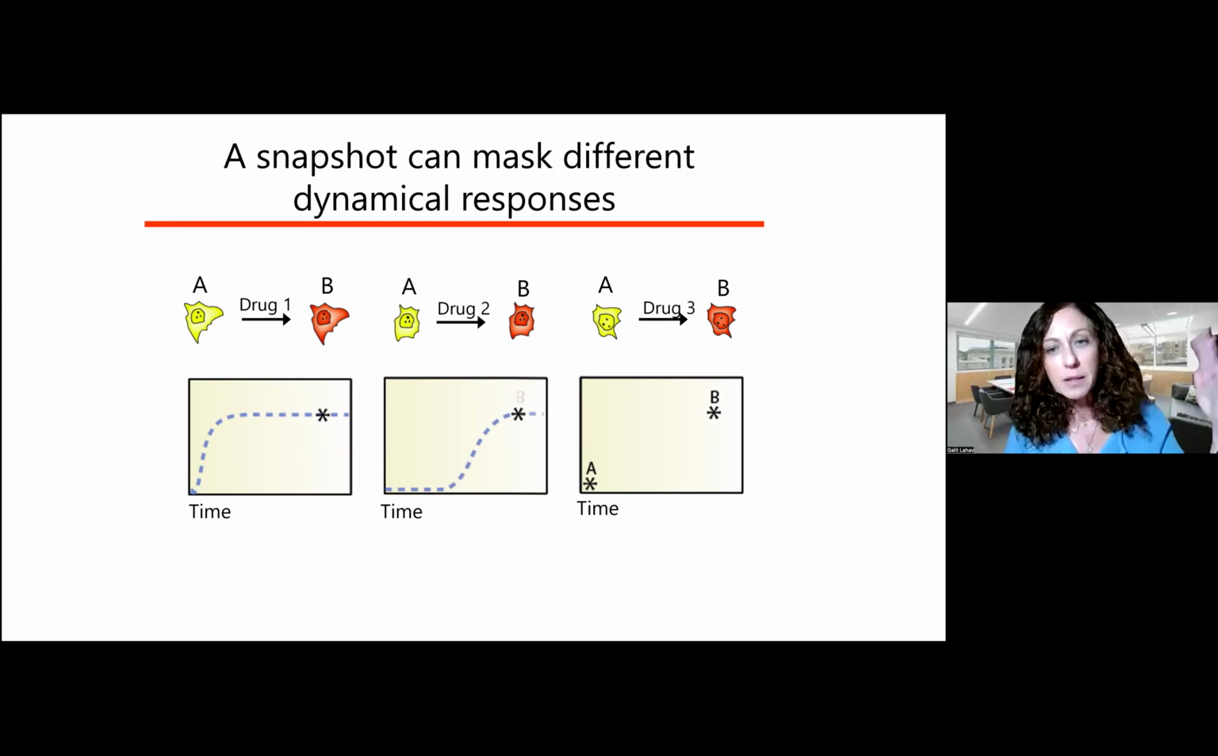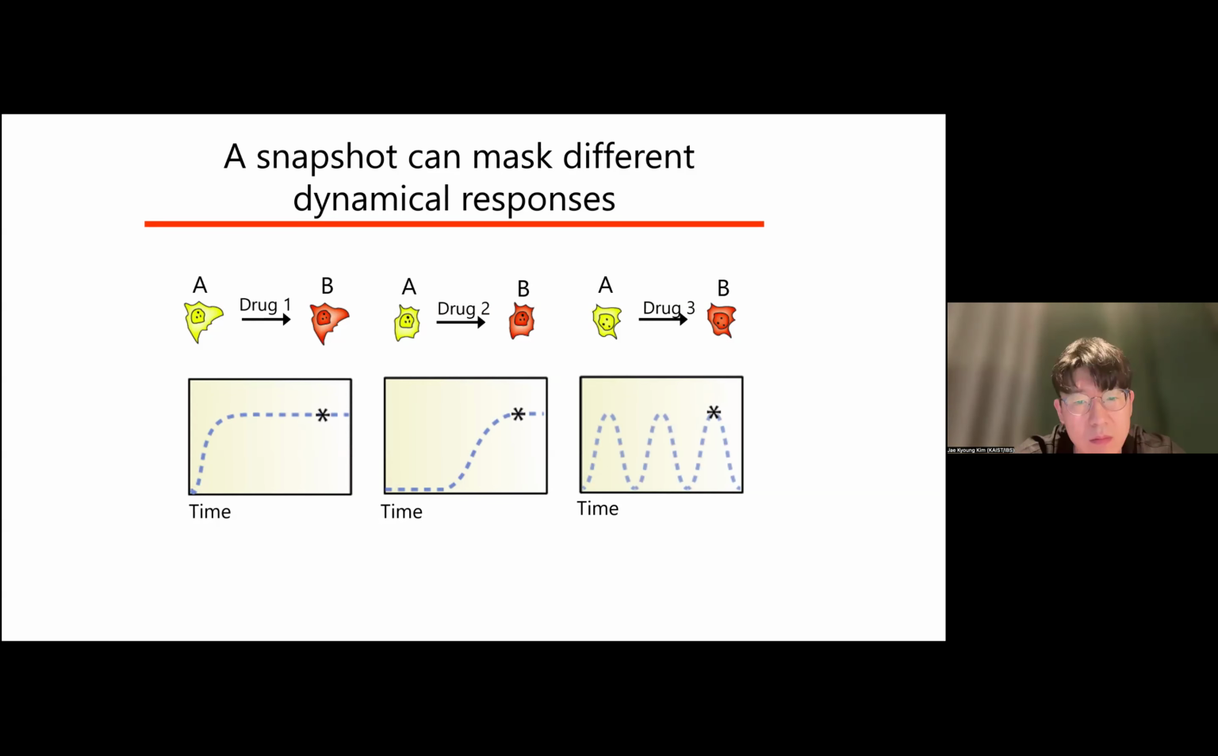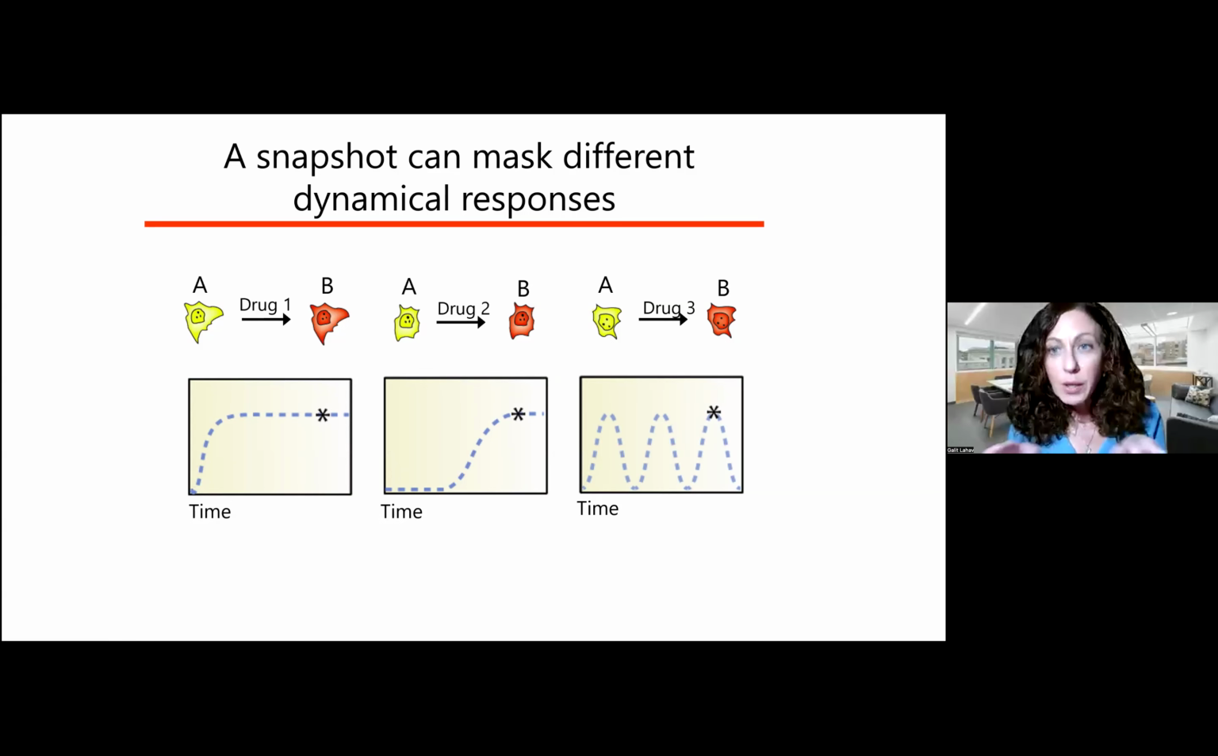Maybe in response to drug one, it just immediately increased and then plateaued. Drug two, it was a switch. Drug three, it oscillated, right? So looking at things at high temporal resolution can reveal how things change over time.